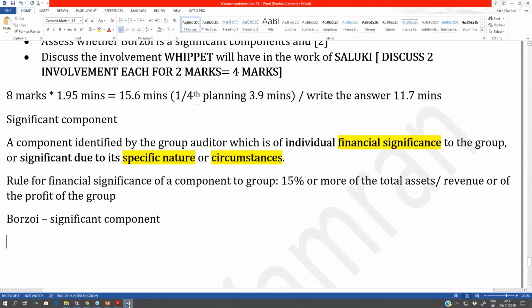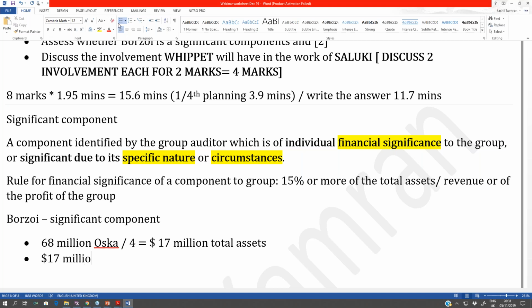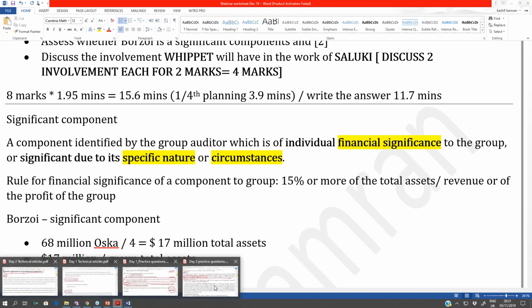So is Borzoi a significant component? 68 million ACCA divided by 4 is equal to $17 million. So when you divide 68 million ACCA by 4, you get $17 million of total assets for Borzoi. Now you divide the $17 million assets for Borzoi by the group total assets. How much is the group total assets? Let's find the group total assets.